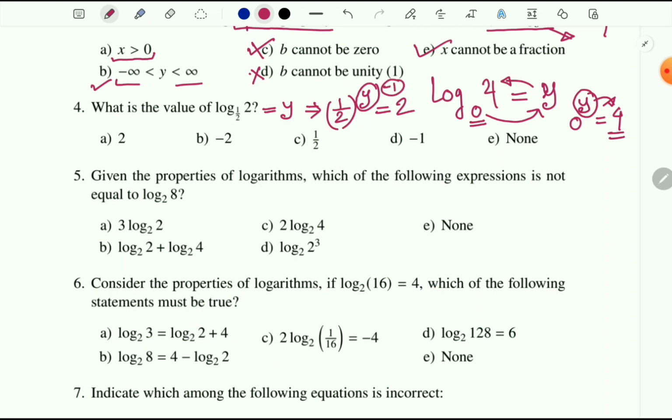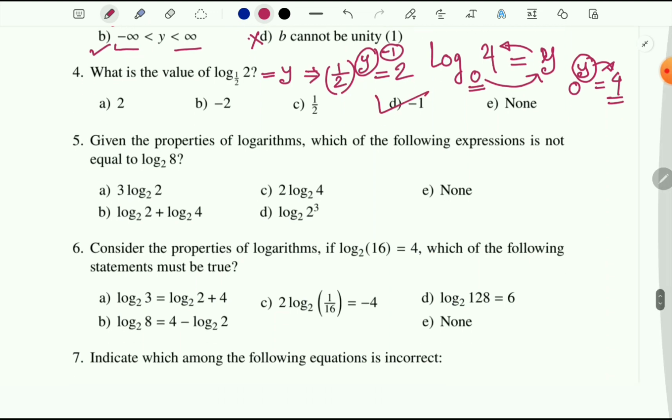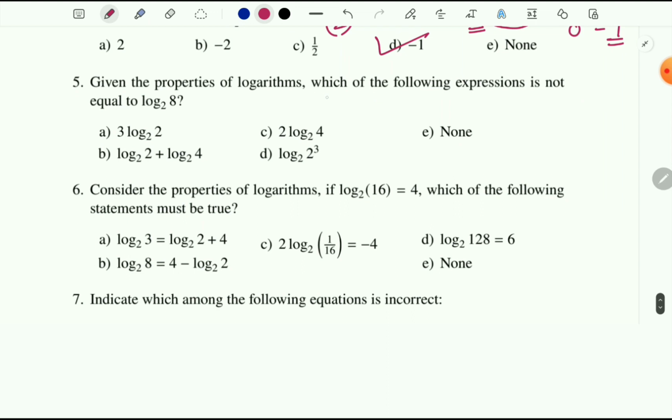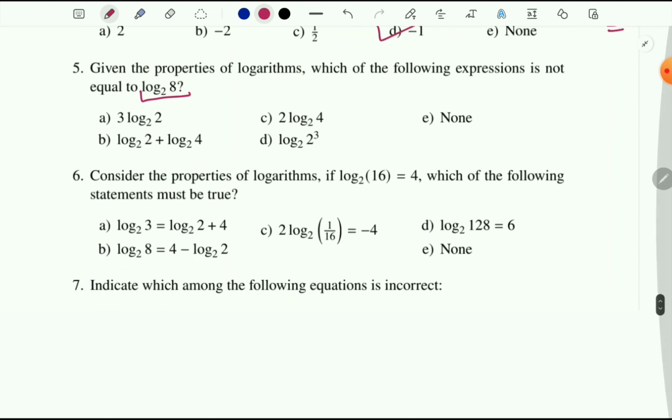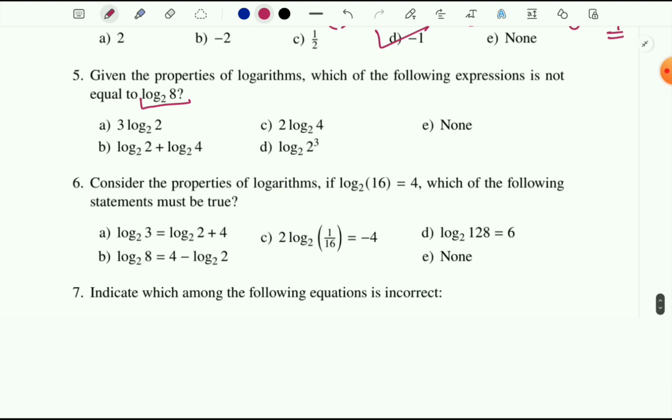Given the properties of logarithms, which of the following expressions is not equal to log 2 of 8? Okay, let's simplify this. How can we do that? In the options, the direct answer is not given, but in terms of log. So we have to be careful. This kind of problem is tricky. You may make some mistakes if you are not careful. So let's check this one first.